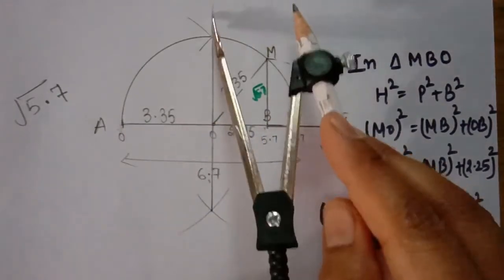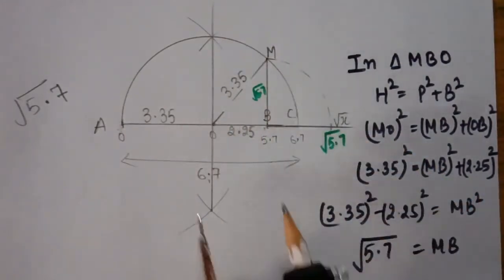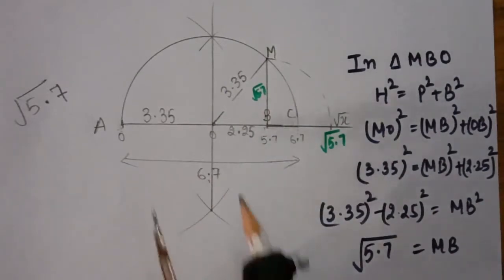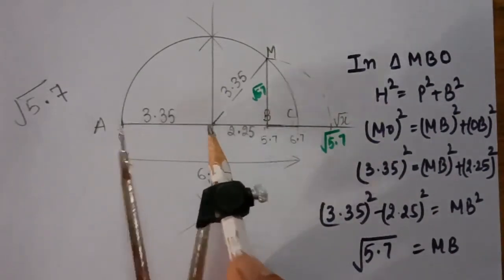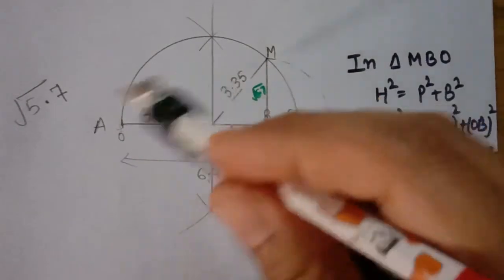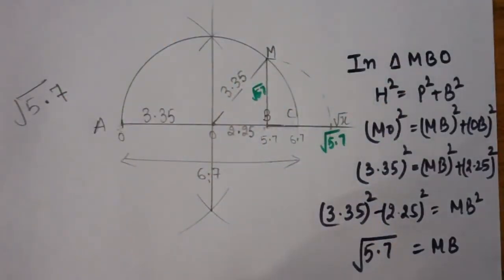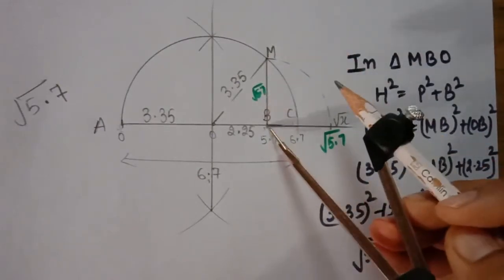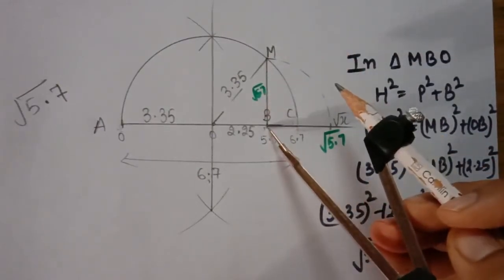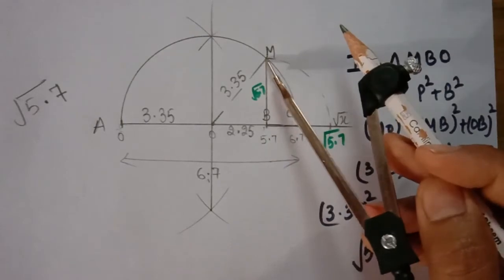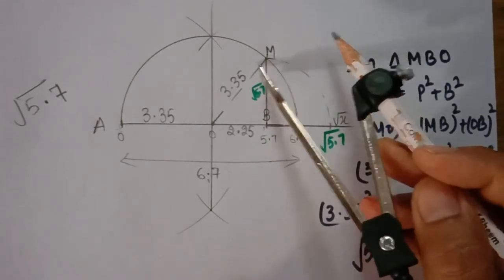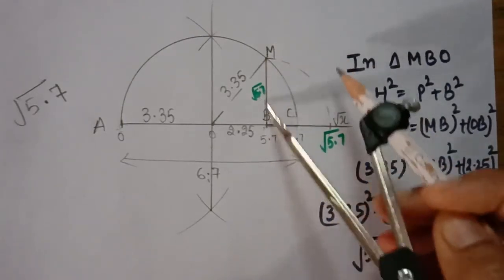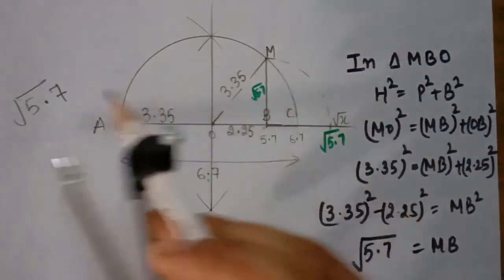Now first of all we will draw a perpendicular bisector on it. How will we draw it? We will open the compass more than half and put it here and draw this semicircle. After this, I will draw a perpendicular at point B, at 5.7, and it cuts the semicircle at point M. Now this line should be equal to root 5.7.